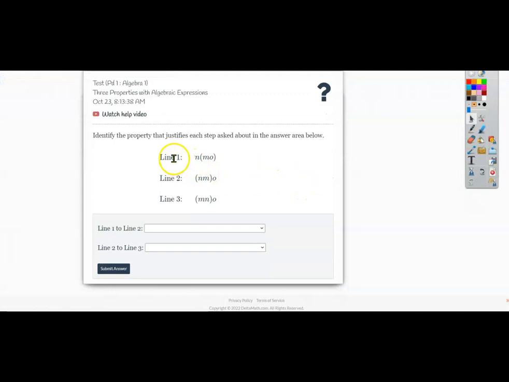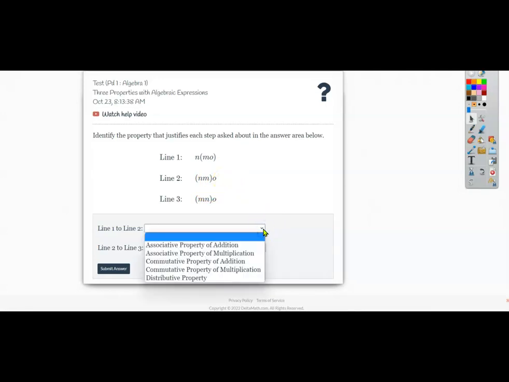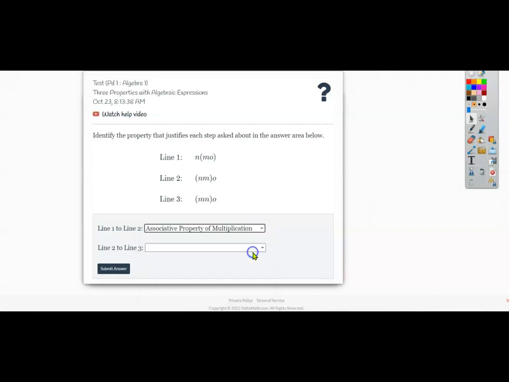Okay. Line 1. The letters are N, M, O. And in line 2, it is still N, M, O. So no parts of these have swapped places, so that is not commutative. But you notice M and O are grouped together in line 1, but N and M are grouped together in line 2, so that's a change of grouping, also known as the associative property. Now, since all of these letters are being multiplied by each other, that's the associative property of multiplication.